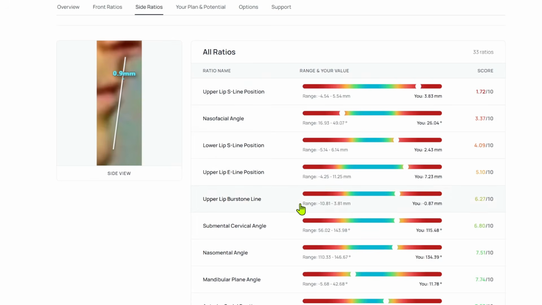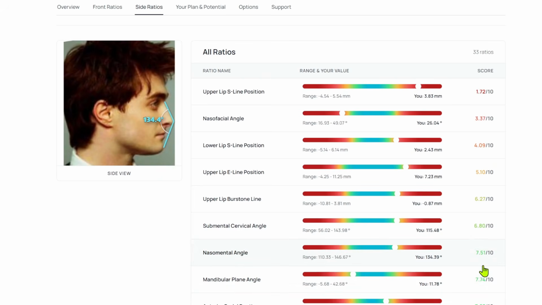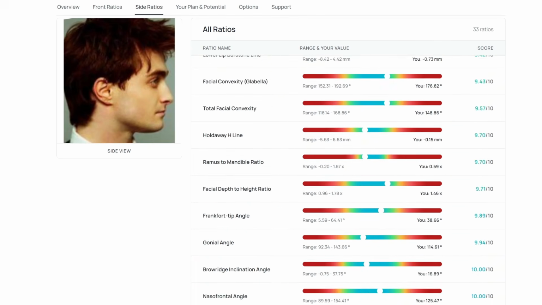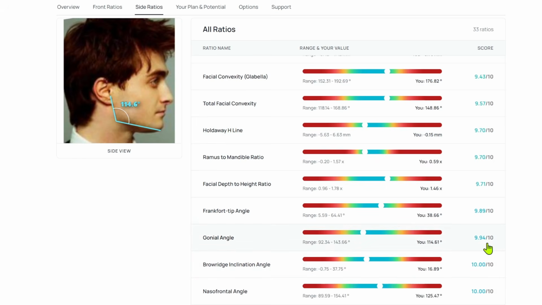His upper lip Burstone line is a 6.27 out of 10. Nasomental angle is a 7.51 out of 10. And then we can scroll to more interesting ones, like his Holdaway H-line. This is a 9.7 out of 10. His gonial angle is a 9.94.